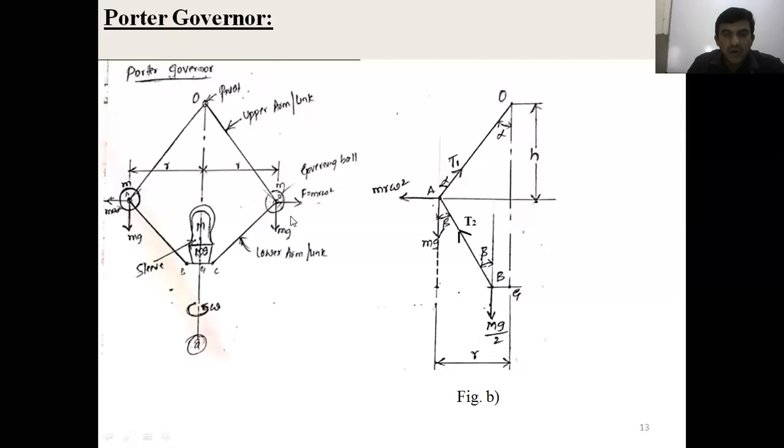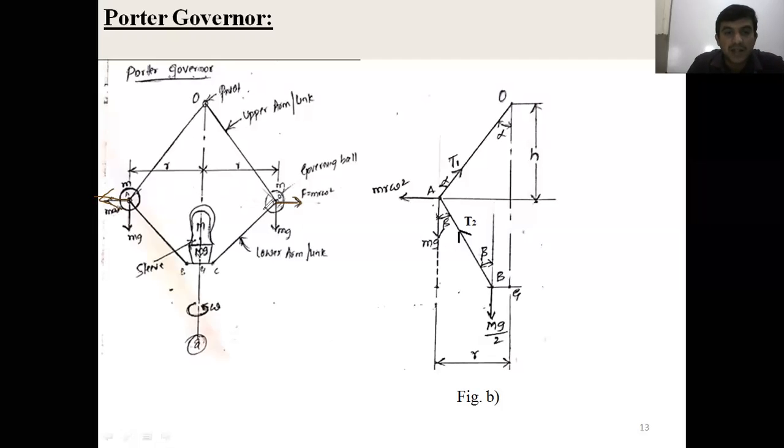Initially the governor ball has mass m and the radius of rotation is r. The weight of the governor ball acts vertically downward, mg. The weight of the sleeve also acts vertically downward at the cg of the sleeve, that is capital Mg. When the governor shaft rotates at angular velocity omega, as the speed increases, what happens? A force acts radially outward on the governor balls. That is called centrifugal force.